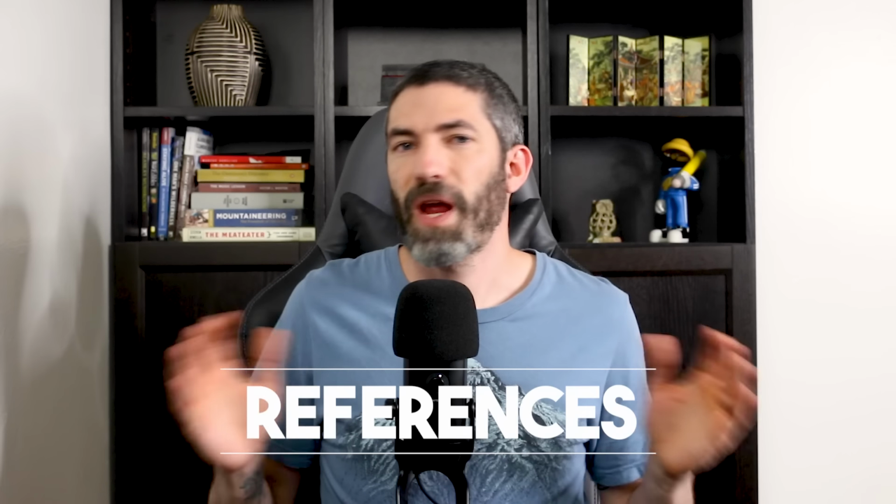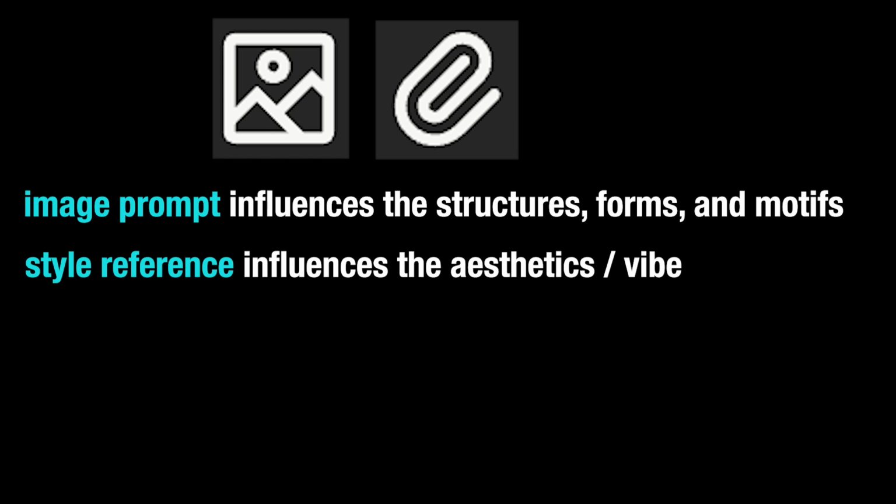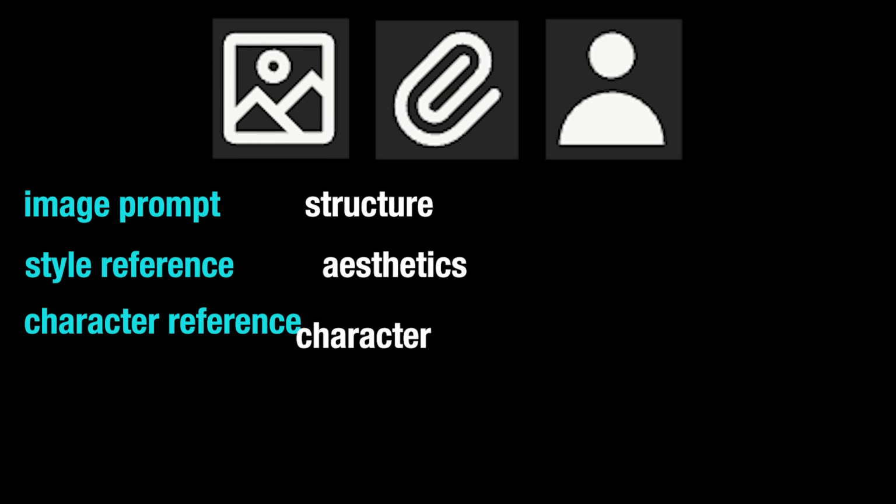References help in many ways to get results you want faster and more easily. The overview of these and how they differ is a good place to start. Image prompt pulls in more of the structure of the image, the subjects, forms, and motifs. Style reference focuses on the aesthetic, like the lighting, colors, more like the vibe of the image. Character reference looks specifically at a character and will try to match the face most importantly. Then depending on how you adjust the weight, it will also pull in clothing, colors, and style. Even more simplified would be structure, aesthetic, character.